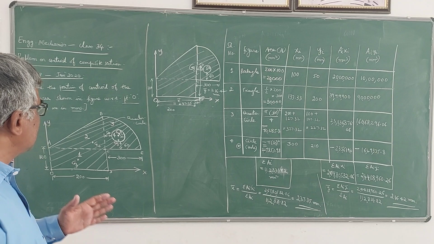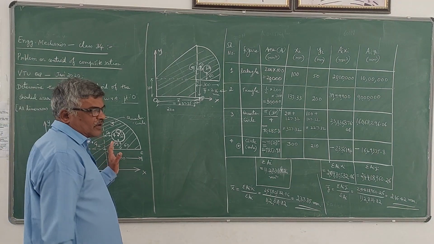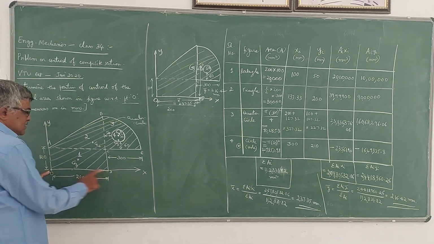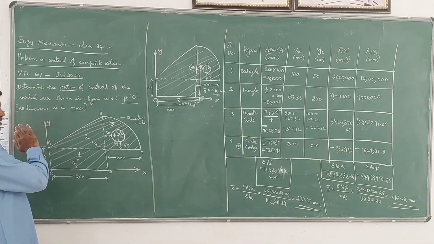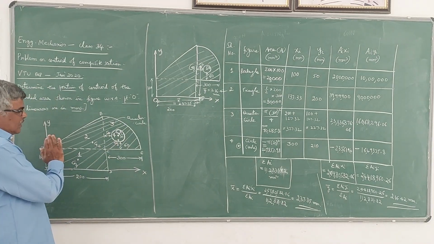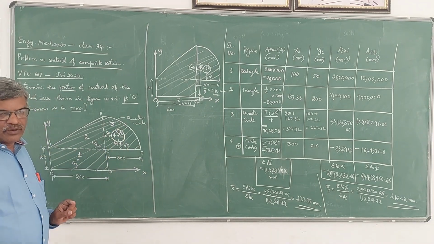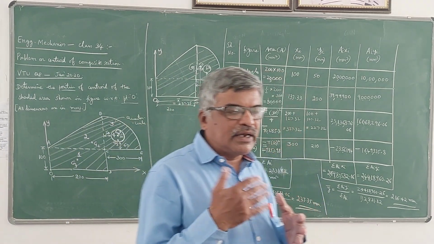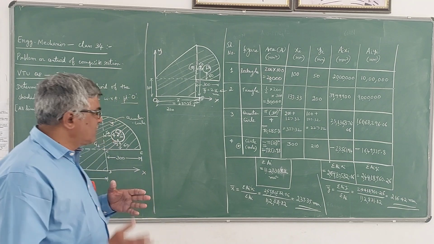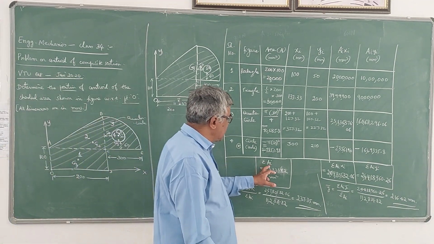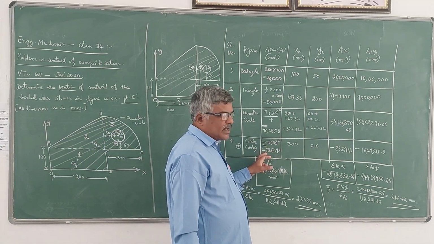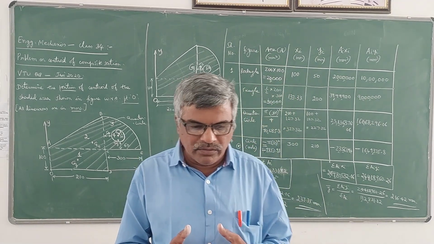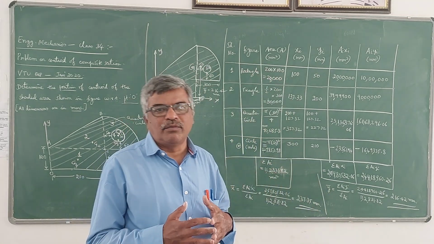And please remember that when the given figure is not symmetrical about any of the axes, you can choose the bottommost edge as the x-axis and the leftmost edge as the y-axis, so that your x bar and y bar coordinates will be positive. And whenever a cutout portion or a hole is there in the lamina, you have to take that area as negative when you are finding sigma ai. So this is how we have to do the problem of locating the centroid of a composite section.